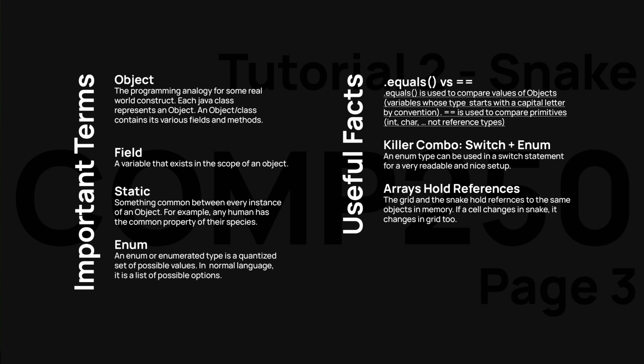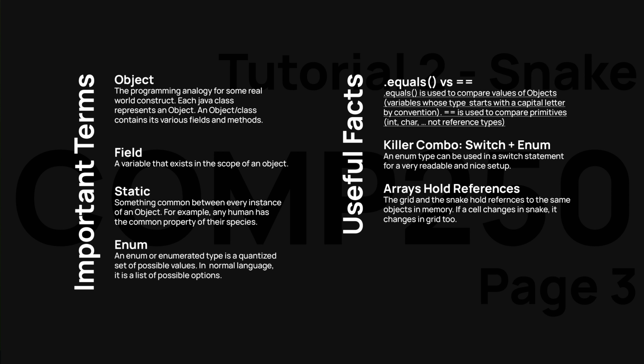Objects, those are something used to represent an English or non-programming idea in programming. We've got fields, which are just things that belong to an object, the properties of an object. Static, meaning that something does not depend on which instance of an object it is. It just exists for all of those objects. An enum, which is like a list of possible options.